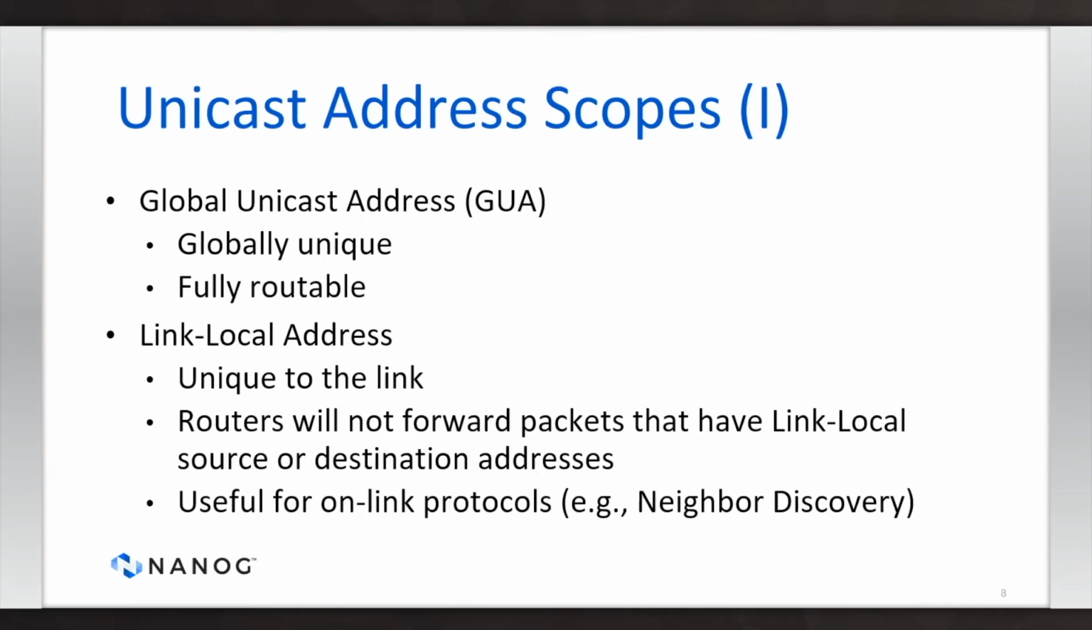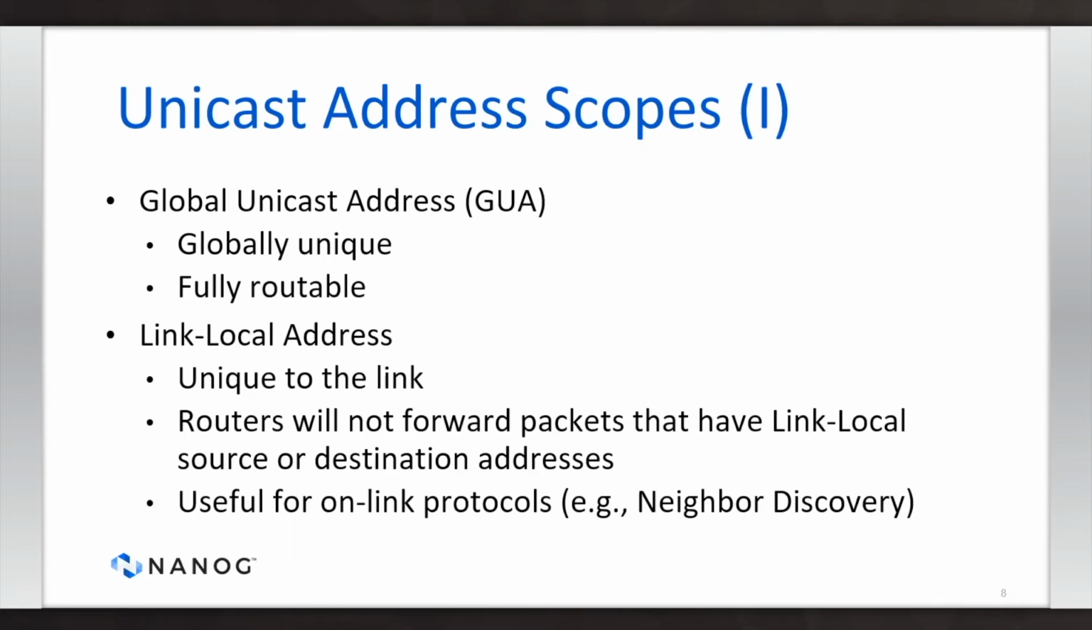Routers won't forward packets that have link local source or destination addresses. What does that mean? A router can originate a packet with a link local source or destination and send it to a neighbor, but if it receives a packet with a link local source or destination, it will not forward it on to a neighbor because there's just not enough context to know which neighbor there is.